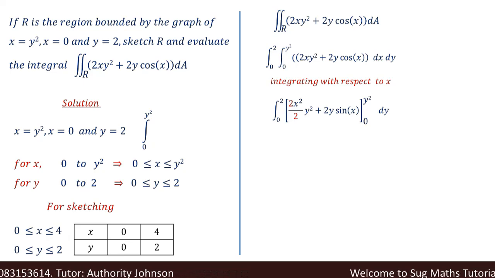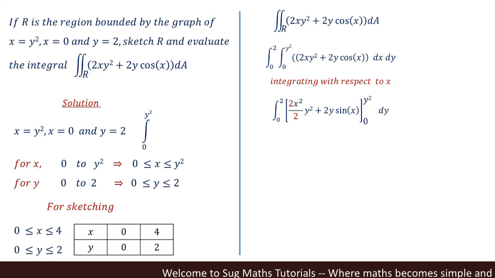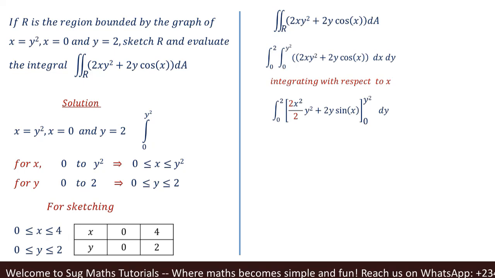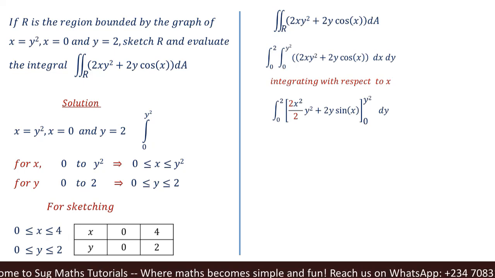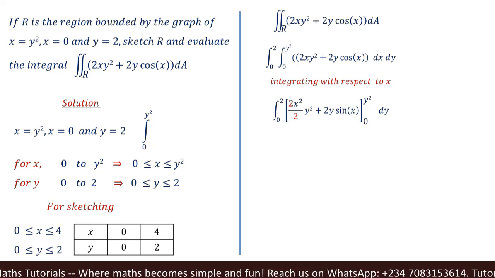Mind you, we are only interested in the x. So is the x that we have x squared all over 2, then multiply by 2, multiply by y squared, plus, now here we have 2y cos x. So 2y is a constant. So we are also interested in cos x alone. So when we integrate cos x, it's going to give us sin x, then multiply by 2y. Okay, now over the boundary from 0 to y squared, then we have dy, because you know that we have from 0 to y squared. Are we together?